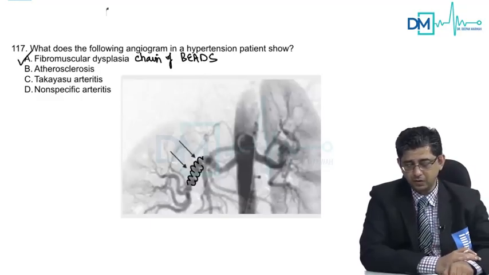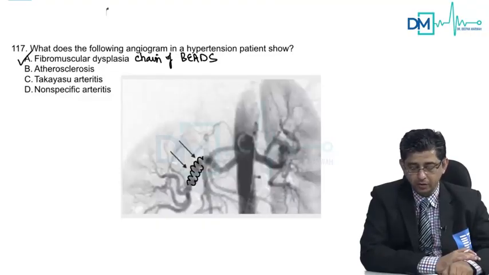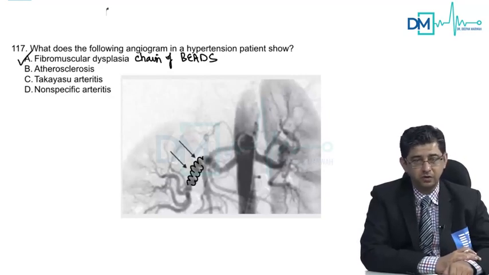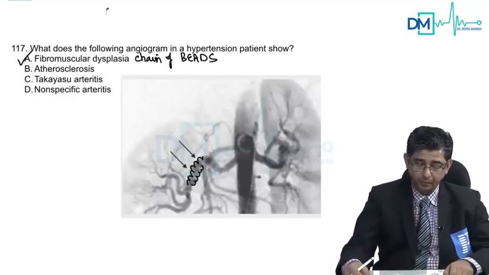Atherosclerosis will cause a uniform narrowing of the artery. Takayasu will cause ostial narrowing. So the reason why the answer is not B is because there would be uniform narrowing of the artery, not this chain of bead appearance. And Takayasu will cause ostial narrowing. It's very difficult to diagnose even on angiography because it's only ostial narrowing. So that's always a diagnosis of exclusion.